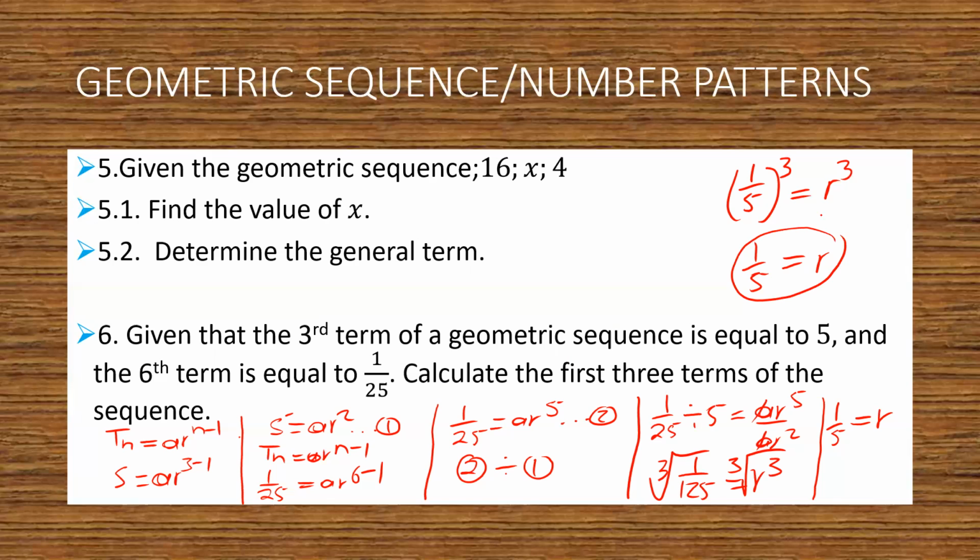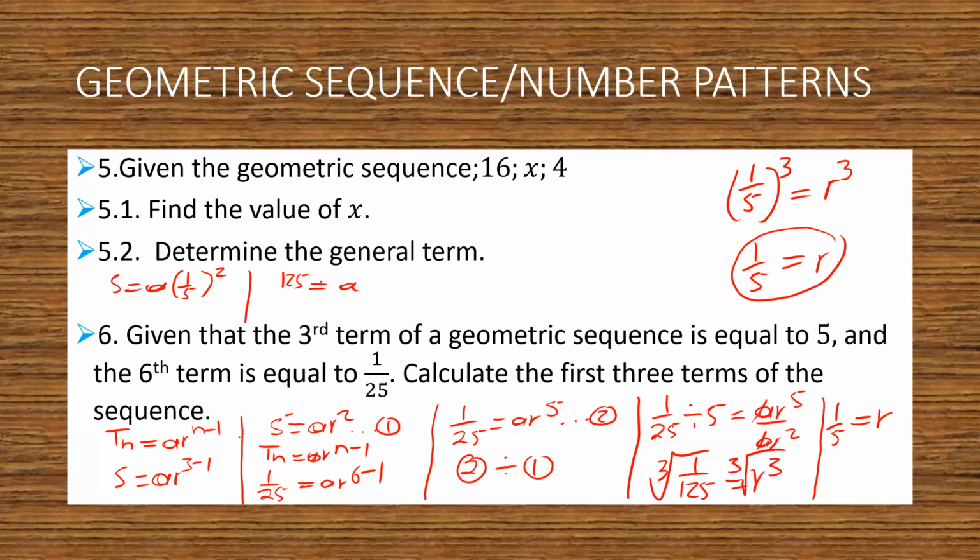5 equals AR to the power of 2. However, where there is r, what am I going to substitute? We're going to substitute 1 over 5. All right. So what do you get as A? A is 125.